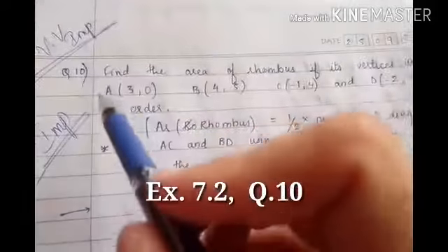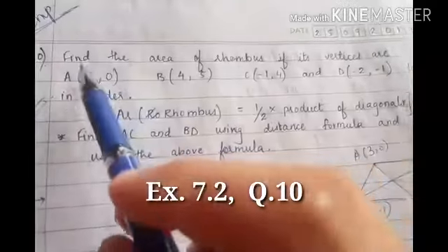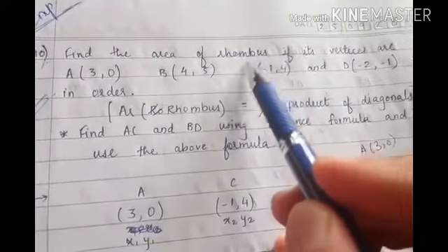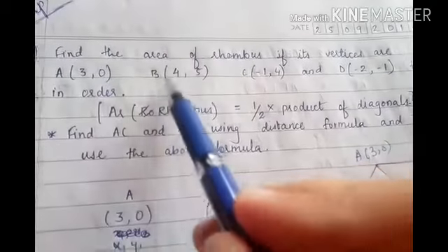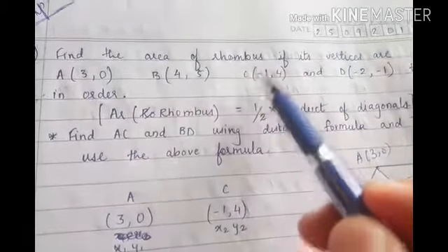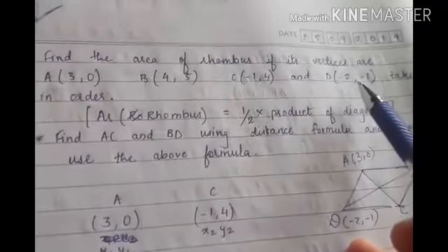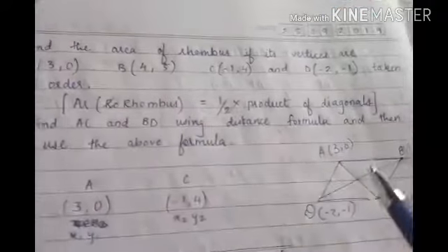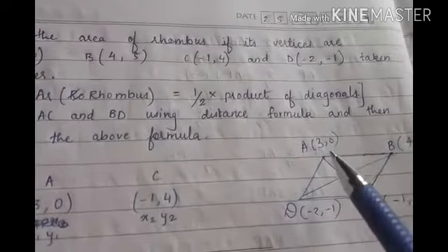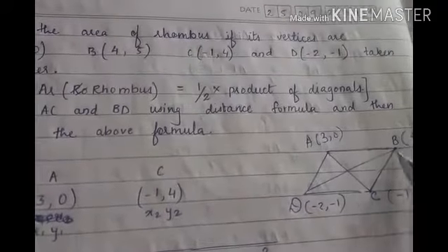Okay, the next question is question number 10 from exercise 7.2. Find the area of rhombus if its vertices are A(3, 0), B(4, 5), C(-1, 4), and D(-2, -1), taken in order. Taken in order means what? It should be in one order, like this is ABCD, or it should have been ABCD in one order.